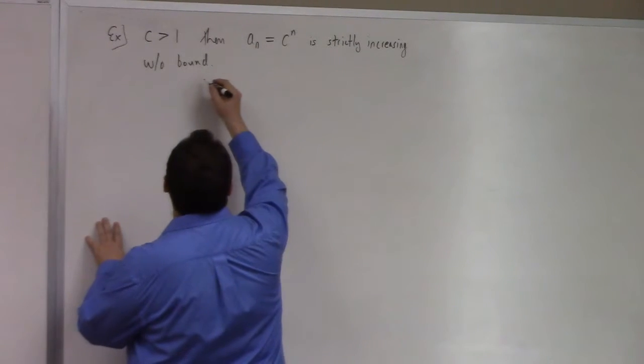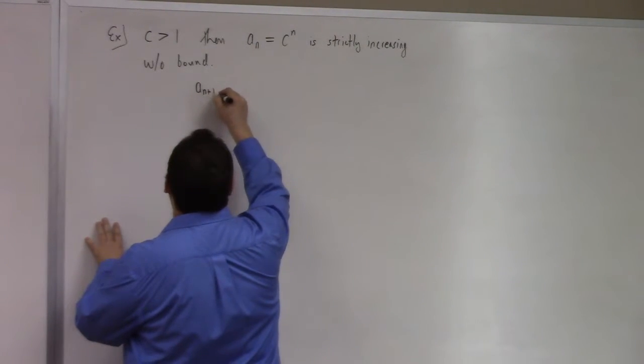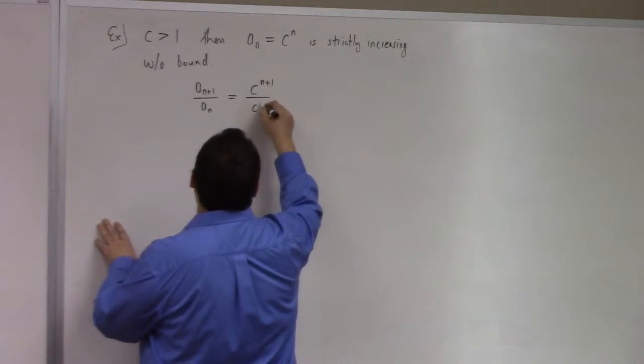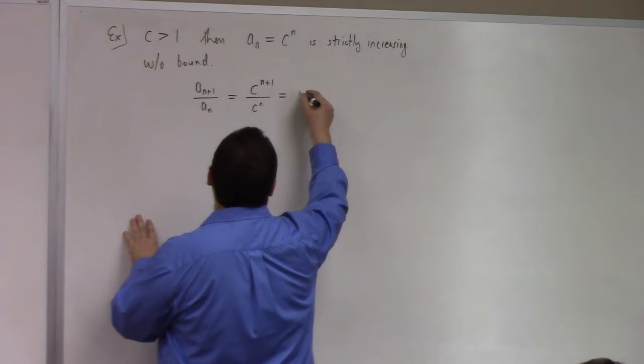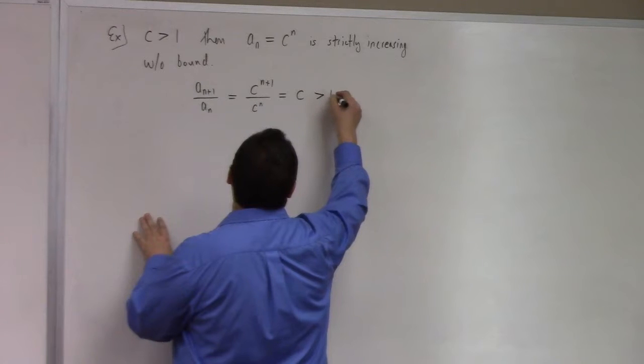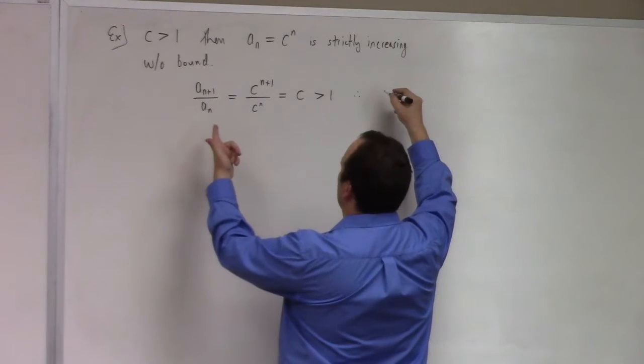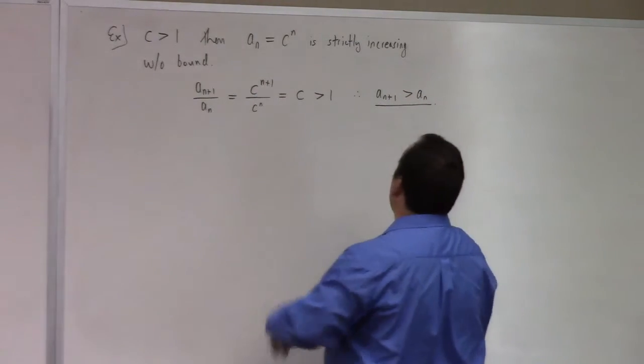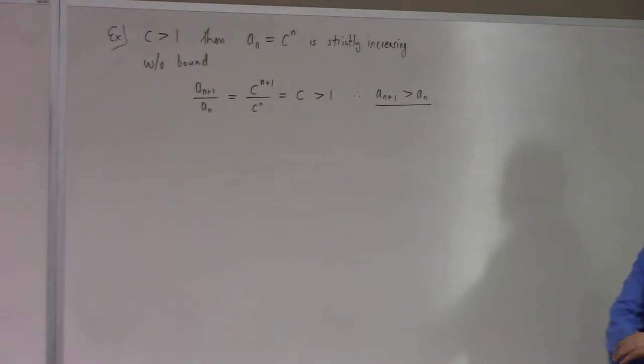Okay, so if we look at A sub n plus 1 over A sub n, what's that equal to? But by laws of exponents, this is what? C, which is what? Greater than 1. So therefore, A sub n plus 1 is greater than A sub n, which is to say that it's an increasing sequence, right? Now, if you could imagine finding a bound, you could easily find a contradiction, because if you just keep multiplying by C a few more times, you'll get past it, right?